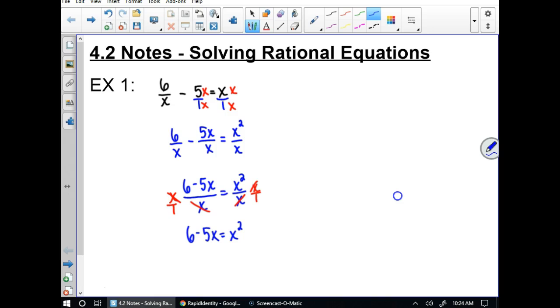Okay, so at this point, we are down to a quadratic. So, Brandon, what's the first thing we do if we're going to solve a quadratic? Everything to one side. So, I'm going to move everything over here with my x squared. So, I'll have x squared plus 5x minus 6. And I'm going to factor that. Brandon, how does that factor?